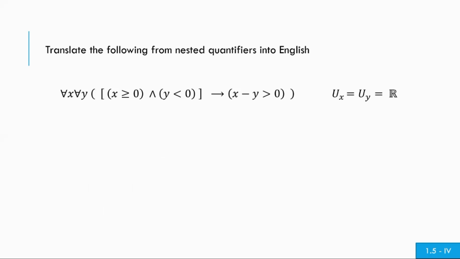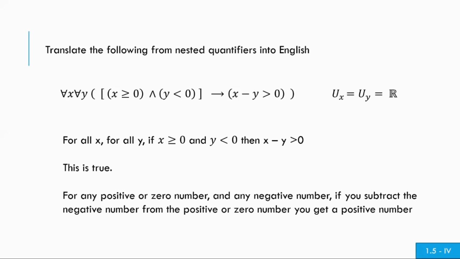Take a second, pause the video, try to interpret this one, and then tell me if you think it's a true statement or not. Okay, for all x, for all y, if x is greater than or equal to 0 and y is less than 0, then x minus y is greater than 0. Even reading it aloud, it can be hard to figure out what this is trying to say to me. It turns out to be a true statement, but for me to understand it, I have to read it this way. For any positive or 0 number and any negative number, if you subtract the negative number from the positive or 0 number, you get a positive number.